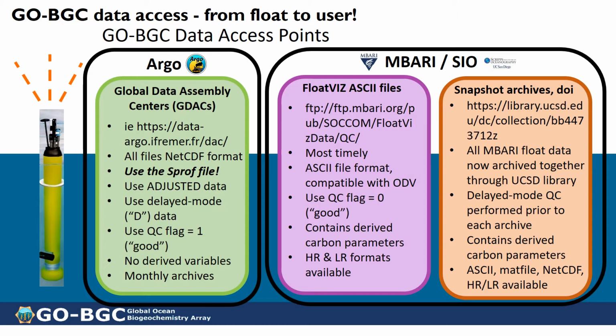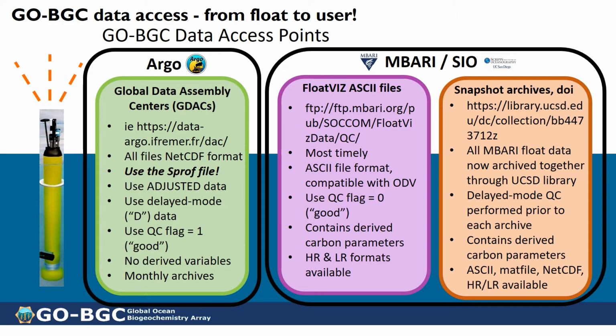For the highest quality data within the SProfile file, you'll want to look for data adjusted in delayed mode with QC flag of 1. And one shortcoming of the Argo system is that there are no derived variables provided, although monthly archiving with GDAC is a service that's provided to users.